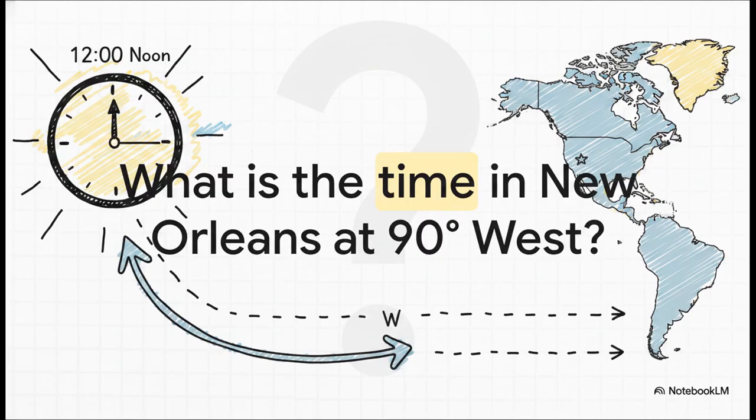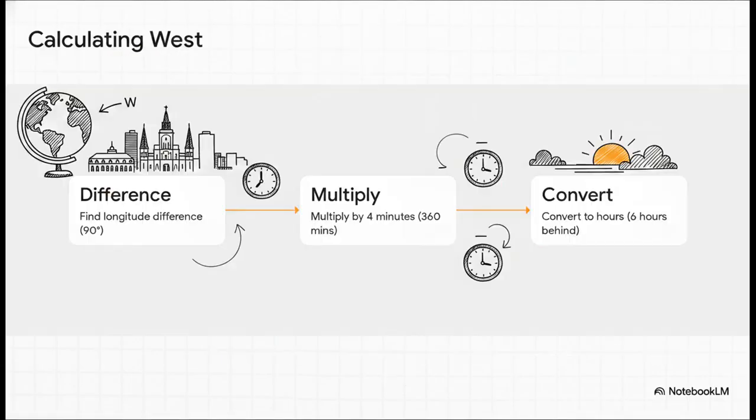But what if we go the other way? Time decreases as we move west. So let's figure out the time for New Orleans, which is sitting on the complete opposite side of our grid. Once again, we start at 12 noon at the prime meridian, but this time we're looking out across the Atlantic to the Americas, specifically to 90 degrees west. We're going to use the exact same math, but this time we're subtracting the time, because we are moving west. That means it is 6 a.m.